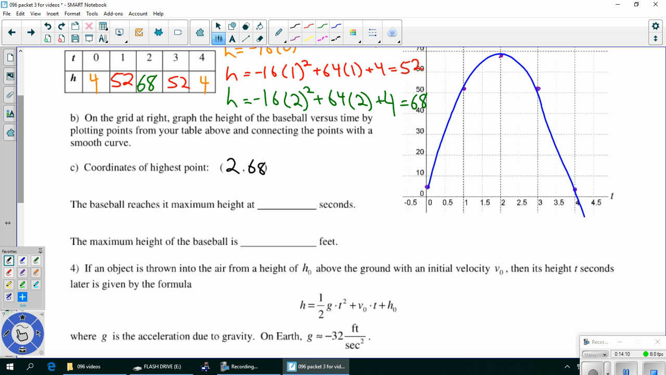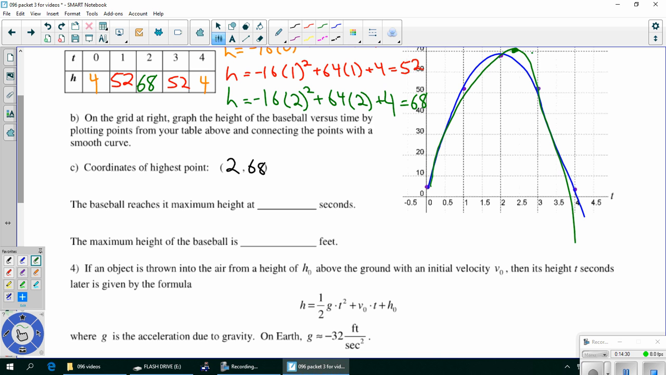Now, I think we can't really know for sure that that's the highest point, right? It's the highest point we plotted, but maybe this parabola goes up a little bit higher and then comes back down, right? Maybe the highest point goes through 268, but actually at 2.5, it's even higher. So we don't know for sure without finding the vertex per se.